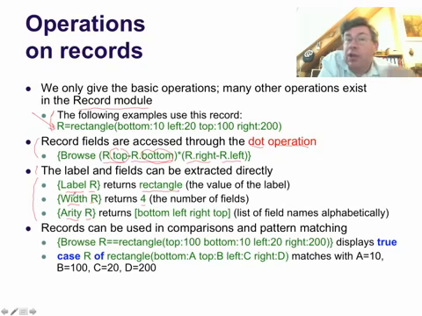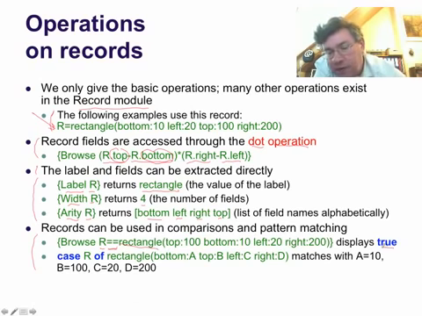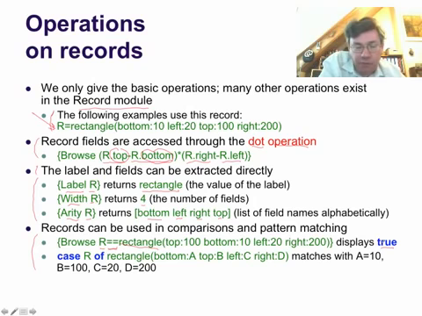And arity of R returns a list of the field names in alphabetical, or technically lexicographic, order: bottom, left, right, top. So records can be used in all kinds of calculations. For example, comparison: R equal rectangle. And here I have a record where I've changed the order of the fields, but it doesn't matter. The order is unimportant, so it displays true.